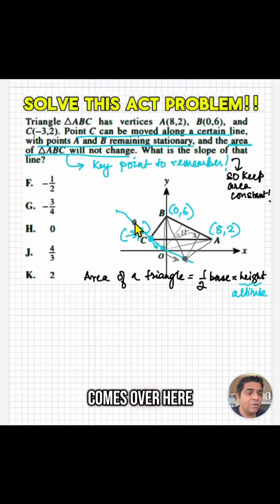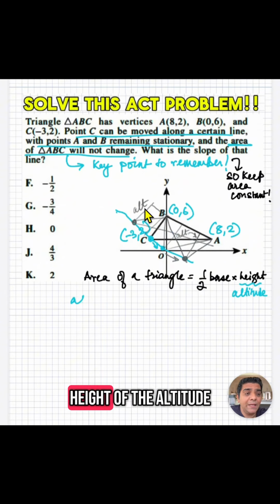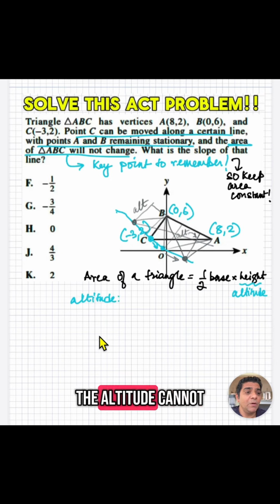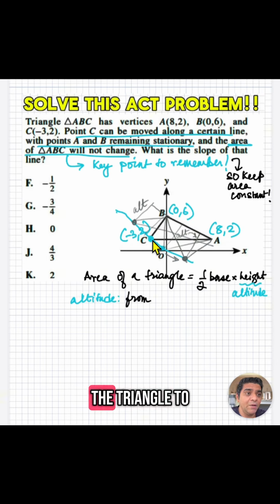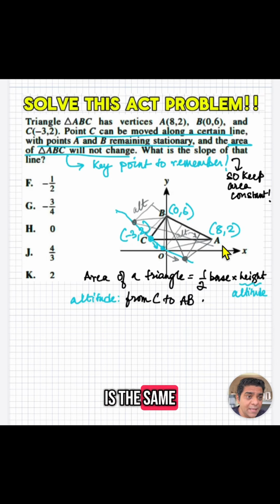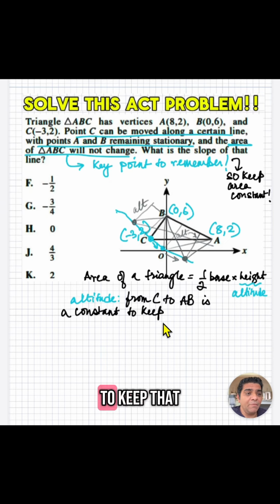And if C comes over here and you have a triangle like that, then again the altitude has to be the same. So the key understanding here is that you have the same height of the altitude. The altitude cannot change in order for the area of the triangle to remain constant, because the base is the same, a constant, and we have to keep that constant.